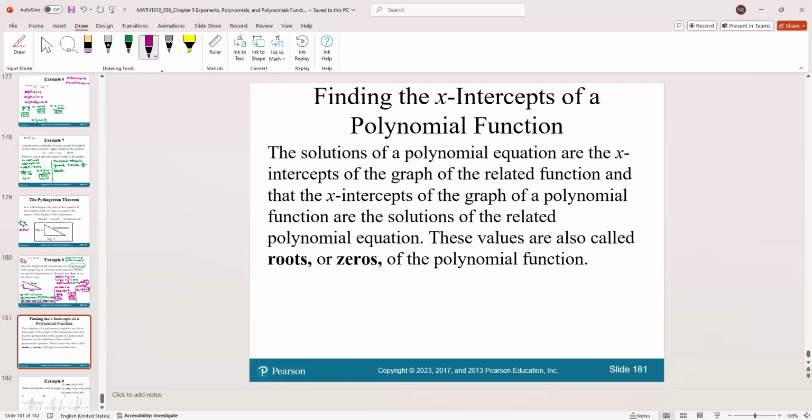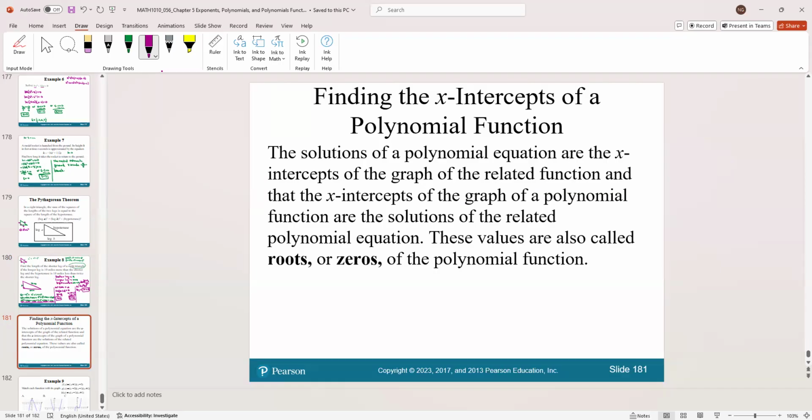So recall that to find the x-intercept of the graph of a function, first of all, you really need to let the function equal to 0. If you want to find the x-intercept, you set y equal to 0, where y is the function. If you want to find the y-intercept, you set x equal to 0, which shouldn't be a problem.